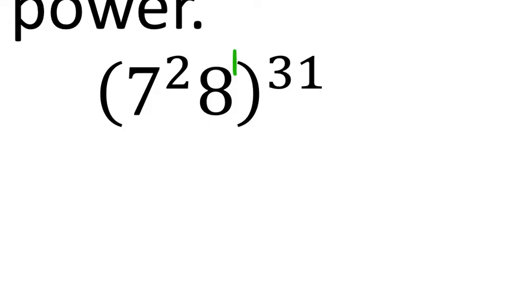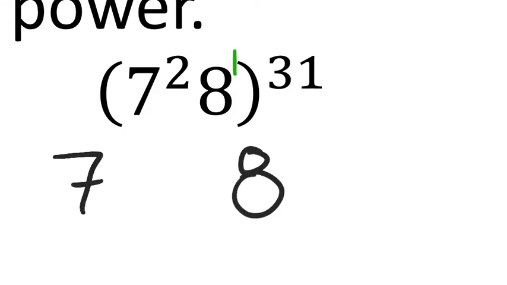But what I will do is I will take the bases, 7 and 8. I'm going to keep them separated, because I can't combine them. They're not the same bases. And then I look at their exponents, right? 7 has an exponent of 2. So I'll keep that 2 there, and then 8 has that exponent of 1.